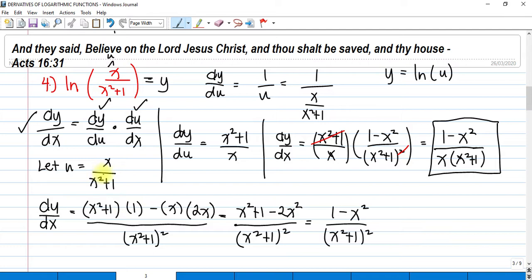Still, if you do the basic du over u, or dx over x, you get the derivative of this, and you divide it by the original function, you still get this. This is only a more specific way of solving this logarithmic function using the elaborated chain rule.